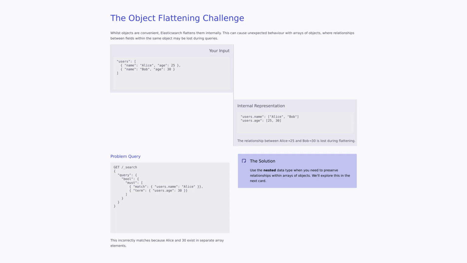Imagine querying for users.name, Alice, users.age, 30. It incorrectly matches due to separate array elements. The solution? Embrace the nested data type to maintain these crucial relationships within arrays of objects. Stay tuned to explore this further. Remember, preserve array relationships with nested data types for accurate queries.